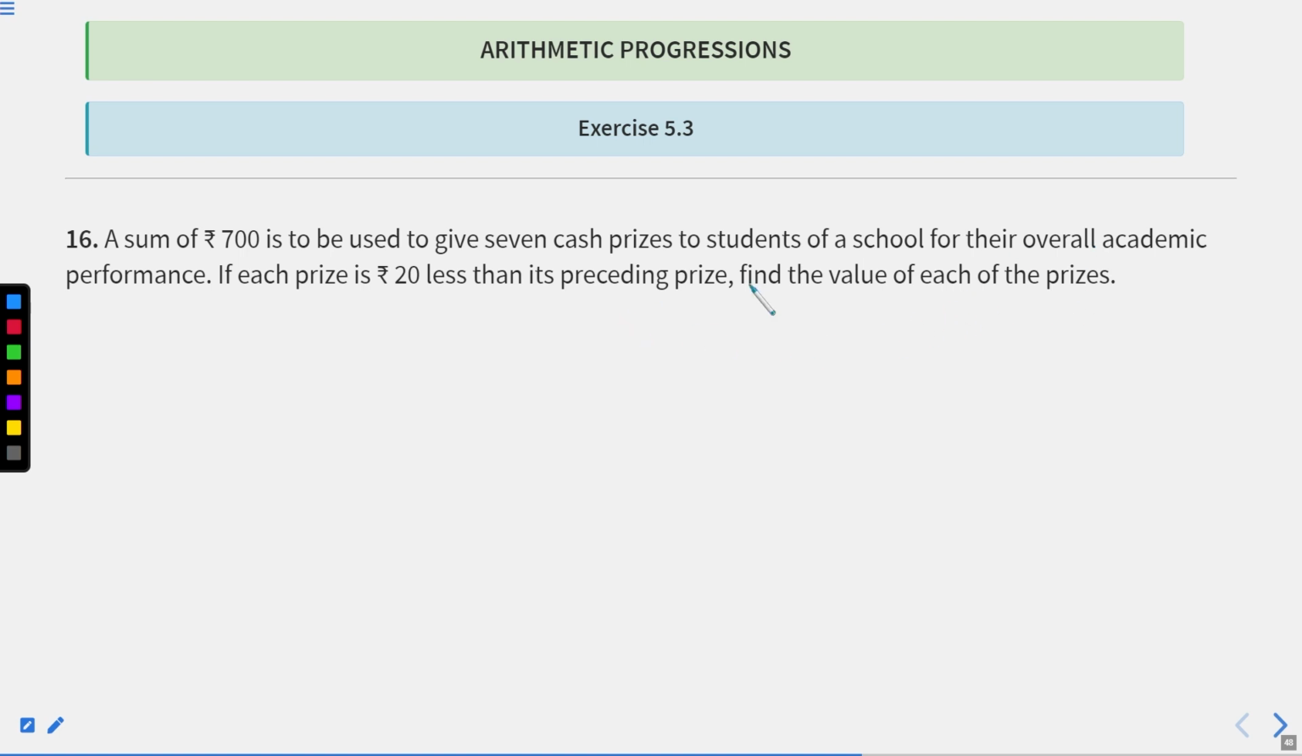Basically, a sum of 700 rupees is to be used to give 7 cash prizes to students of a school for their overall academic performance, and each prize is 20 rupees less than its preceding prize. We can represent this situation as an AP, and we can find the value of each of the prizes.